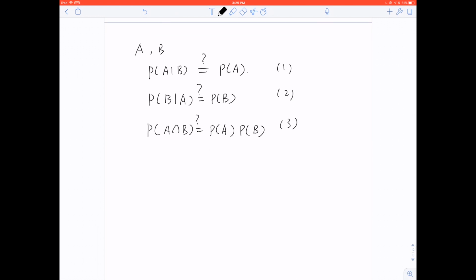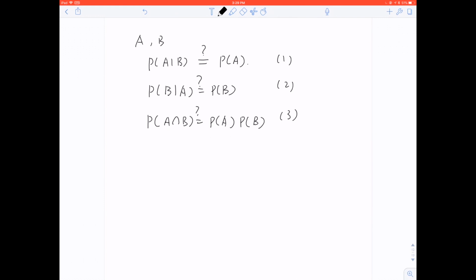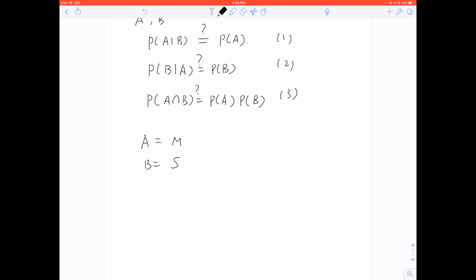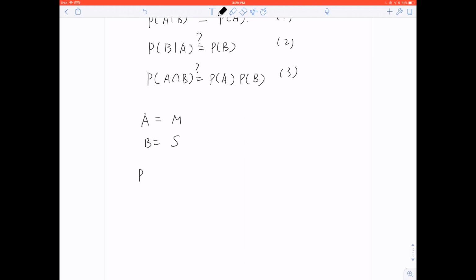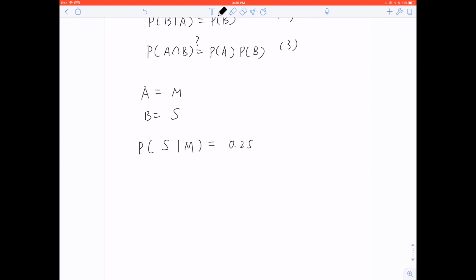So let's see how to use this in our example. So let's denote in our case maybe event A as being male and event B as being a smoker. We want to figure out if being a smoker and being a male are independent or not. So what we've already got is this probability. Given a male, what's the probability that he is a smoker? If you can remember from the notes, that probability is 0.25. The only thing that we don't know is the probability of generally a smoker in the population.